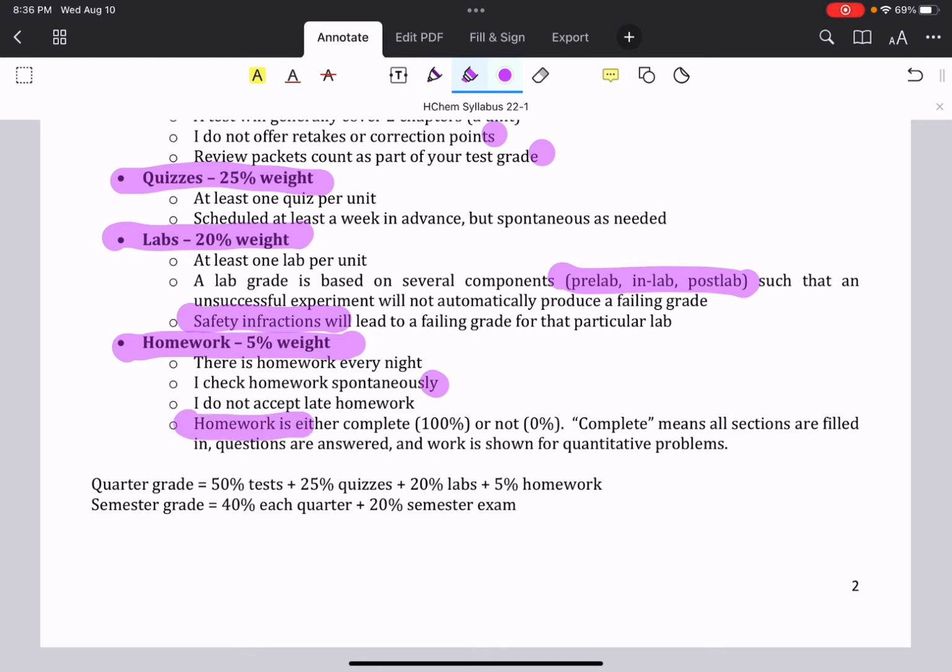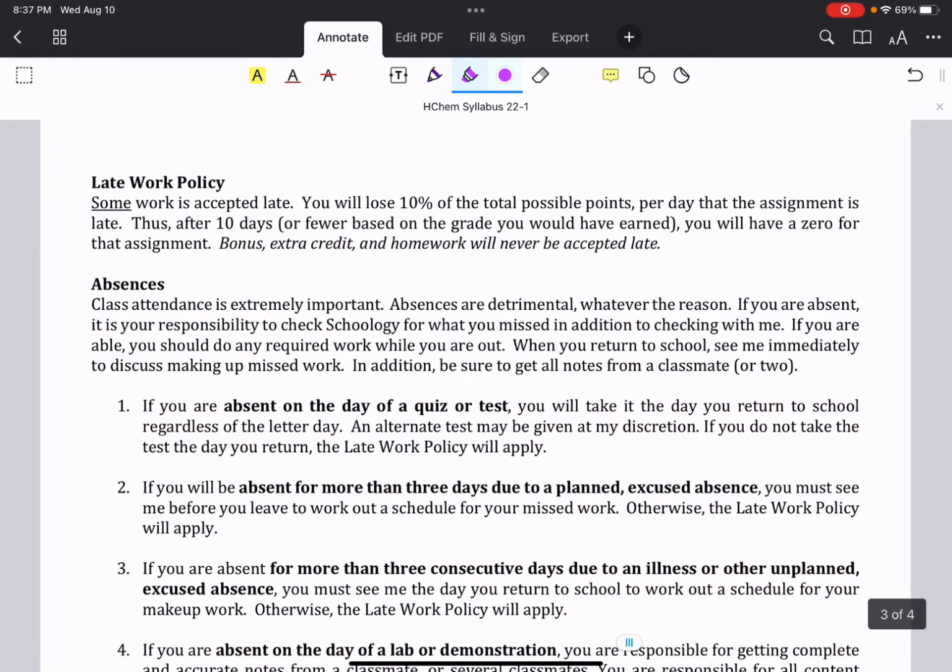Note that homework is going to be either complete or not, right? Because it's meant to be a quick check and it's only worth 5%. So for all of those reasons, your homework is either going to be well done and complete or just not. And here is how to think about your grades, your quarter and semester grades. Okay, next up, late work policy. Some work is accepted late, 10% per day that the assignment is late if I choose to accept it. These things are never accepted late, okay?